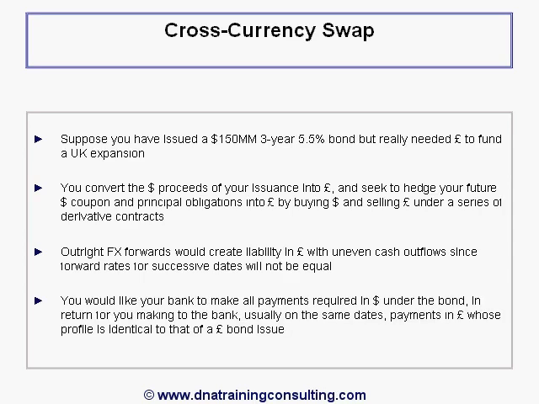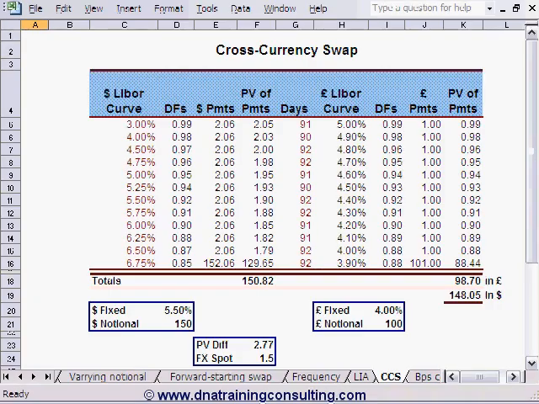What you would like is to have your bank make, or rather provide you with the cash flows to enable you to make, all payments required in dollars under the bond in return for you making to the bank, usually on the same dates, payments in sterling whose profile is identical to that of a sterling bond issue. Worksheet CCS for cross-currency swap shows how this is done.